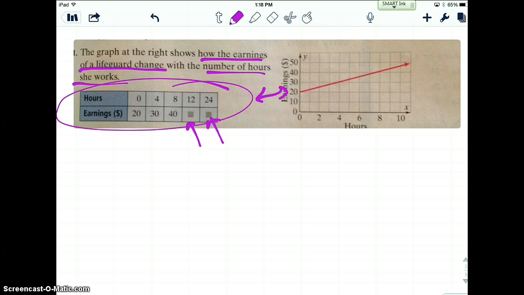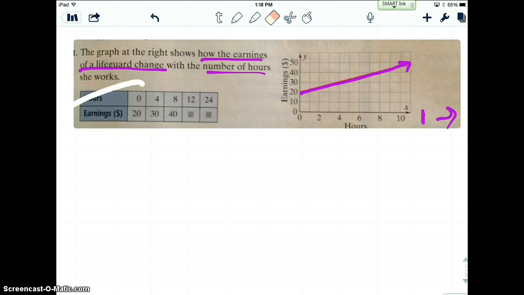And what I notice is that hours of 12 is not on my graph. That would be right here. And then 24 is way the heck down there. So I'm going to have to figure out some sort of pattern that's going on here. And I notice that the line is going up steadily. It's increasing by the same amount each time. So let's try and find that pattern by looking at the table.